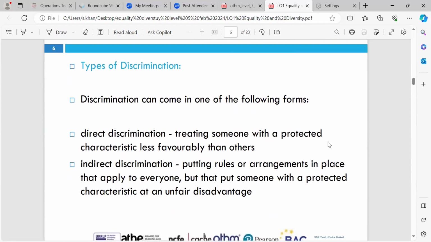We've got types of discrimination. Discrimination can come in different forms, and the most obvious two are direct and indirect discrimination. So direct discrimination is treating someone with a protected characteristic less favorably than others. That could be, again, age. It could be gender, sex, or disability. Why do we have these protected characteristics in place? Why do you think there's a need to have the protected characteristics?